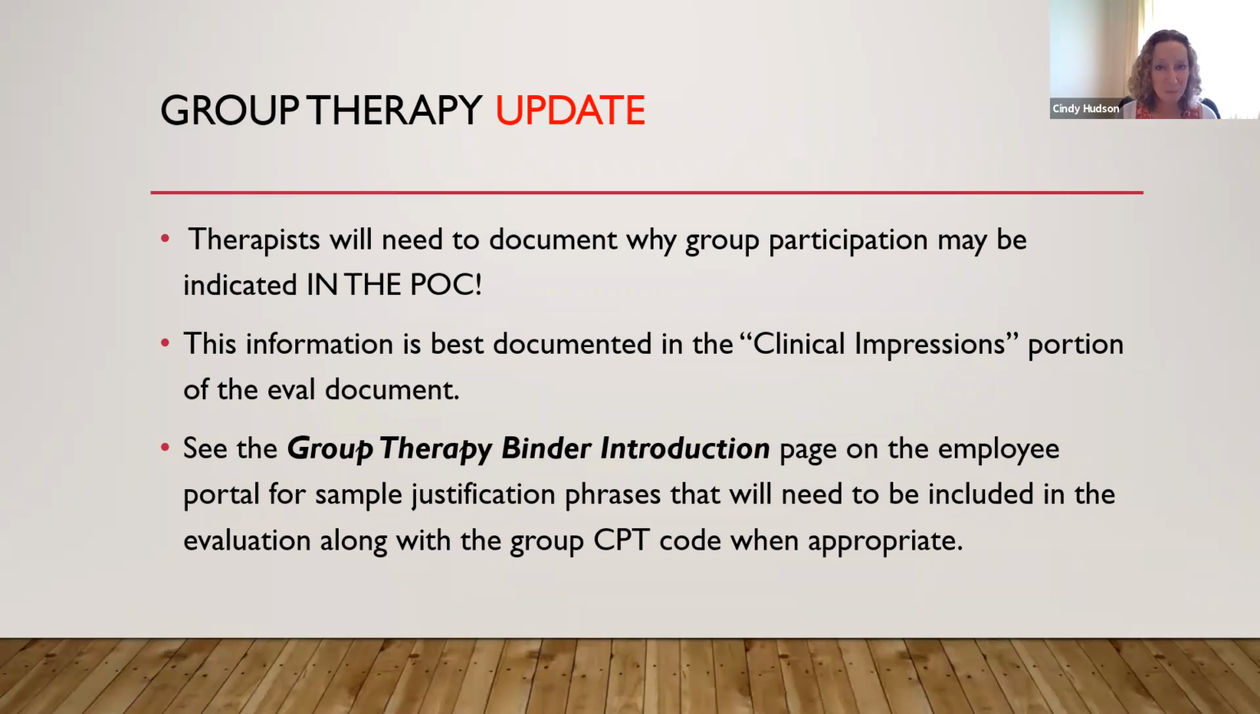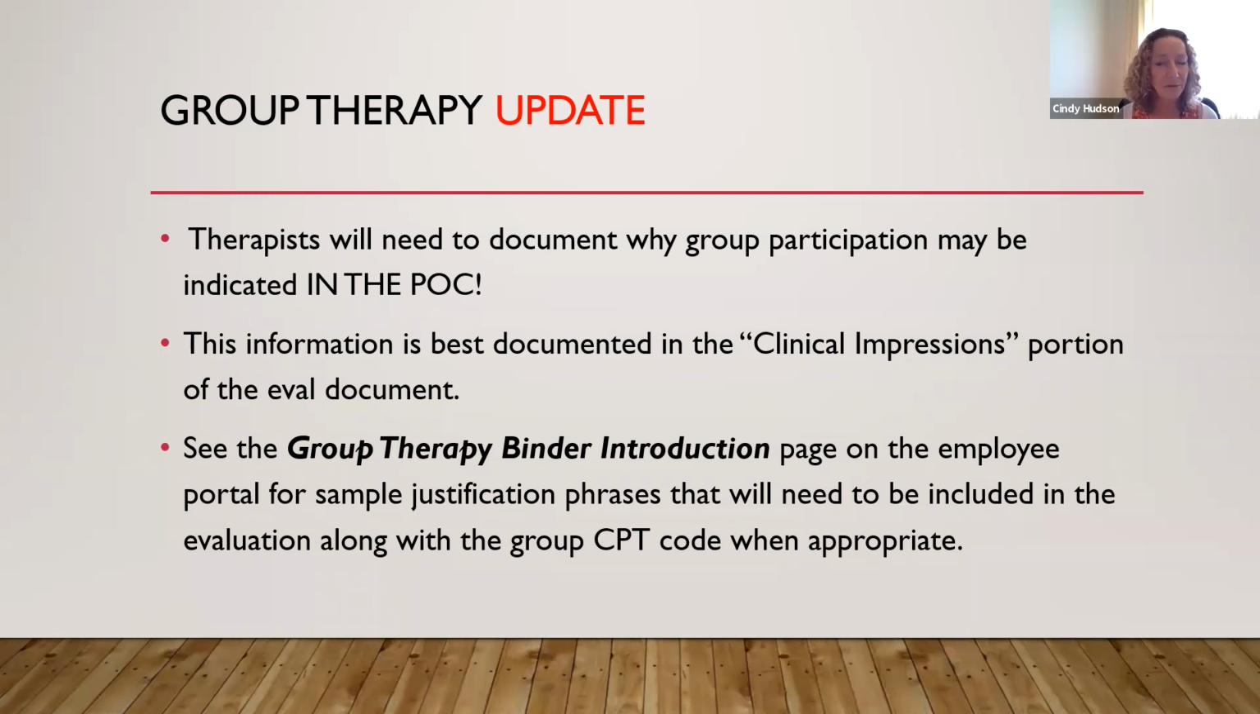So when you're setting up your plan of care, you need to provide not only the billing codes that are appropriate for group therapy per your discipline, but also justification about why that person might benefit from involvement in a group. And I think that this information is going to be best documented in the clinical impressions box, in that portion towards the end of our evaluations. You're already clicking on the build box phrases that justify our frequency and duration. You're going to need to free type in justification for why they would benefit from being involved in a group.